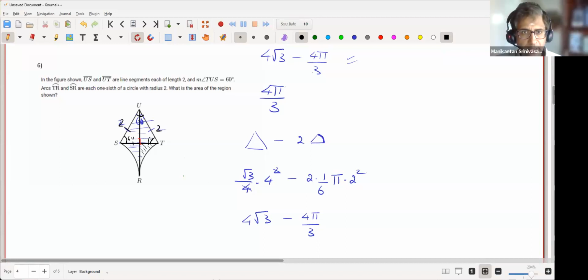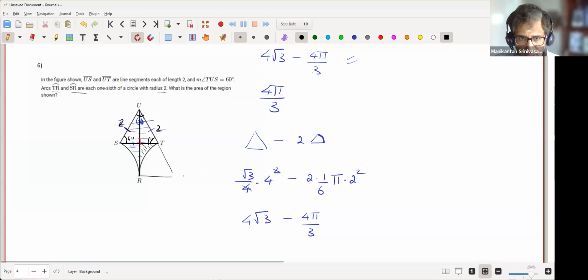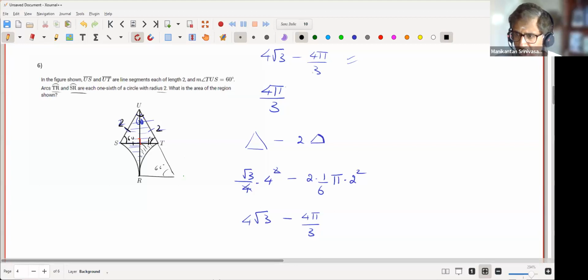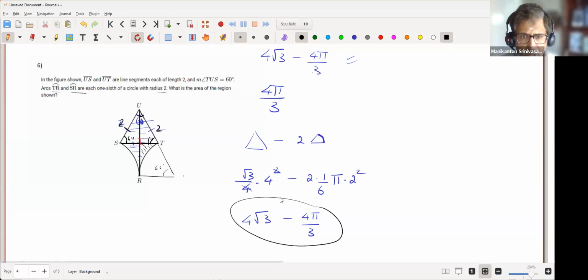Okay, all right. So basically he's saying TR and SR are each 1/6 of the circle of radius 2. So this will be a radius 2, this will get completed, right? So this is 60 degrees or 1/6. All of you clear on this method, guys? 4 root 3 by 4 by 3, easy, right? Fairly. Okay.